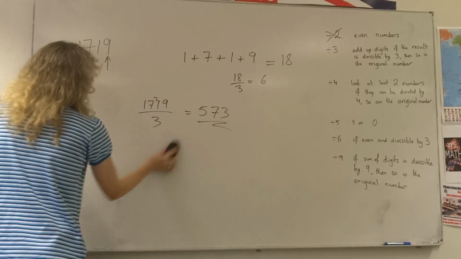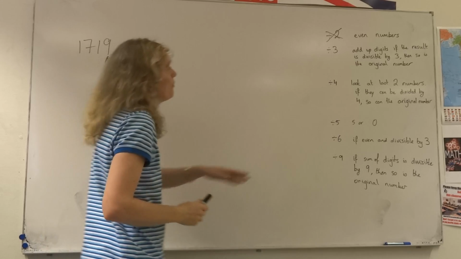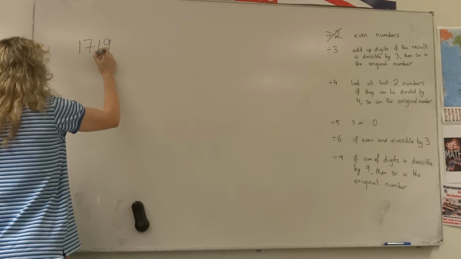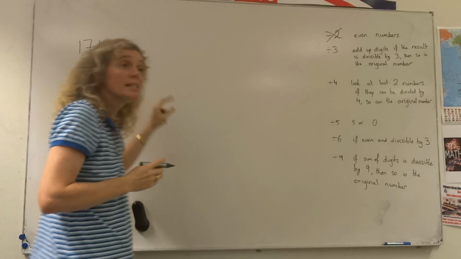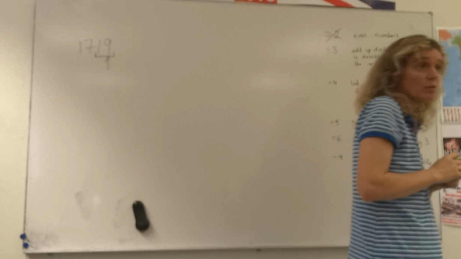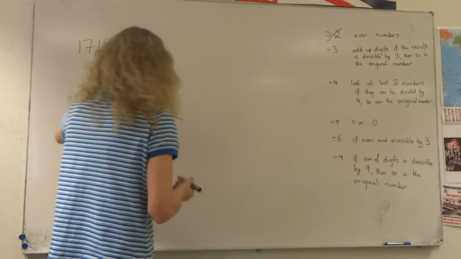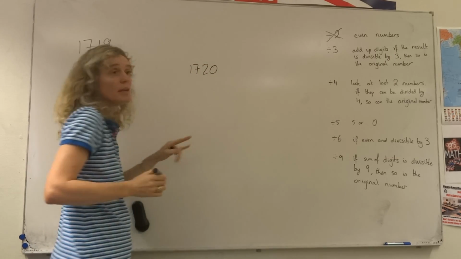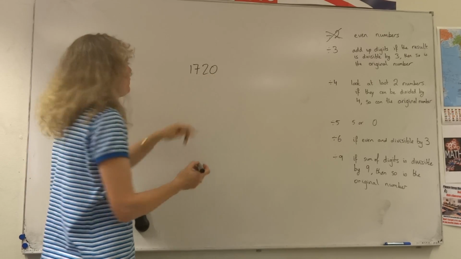Okay, what about, could we divide this number by 4 then? Look at the last 2 digits here. Last 2 are 19. Is 19 divisible by 4? No, it would have to be 16 or it would have to be 20. But if I'd had the number, let's say that we'd had the number 1720 then. The last 2 digits, is that divisible by 4? Yep, so the number should be divisible by 4.